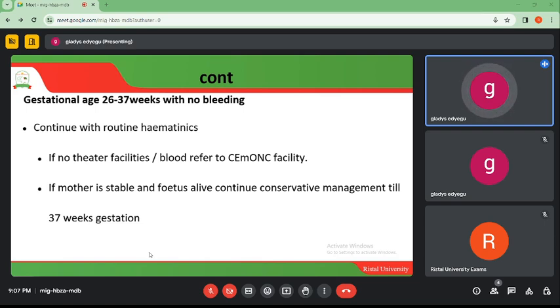Below 37 weeks, the baby is not term, that is premature. So we have to look at this critically so that we avoid delivering prematures, and yet we could manage these mothers conservatively till that period when these babies are able to be born at a mature state.